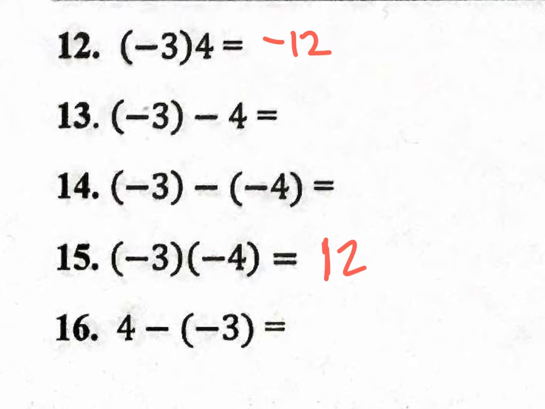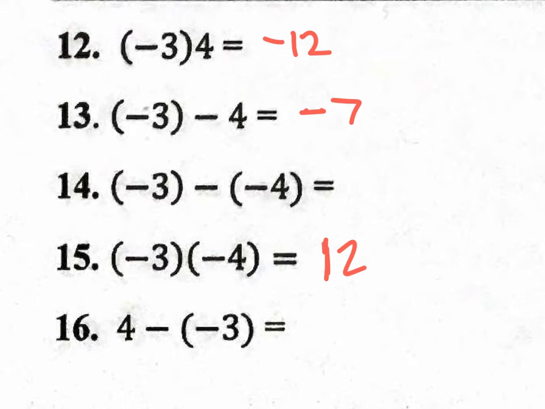So let's go back to number 13. Let's think of money. What does this mean in terms of money? You owe somebody $3. Minus 4, what does that mean? You owe them $4 more, right? So how much do you owe altogether? You owe 7 altogether. Okay?